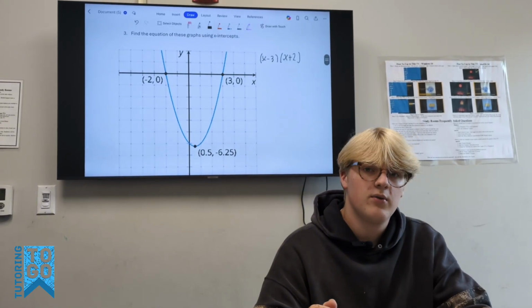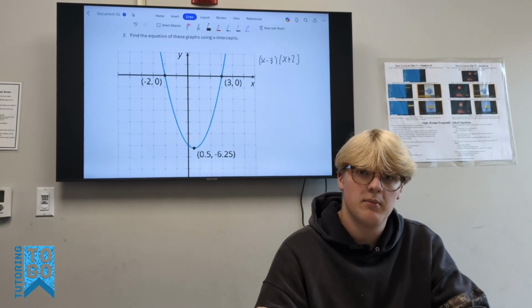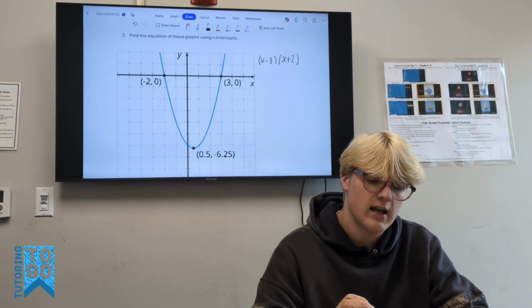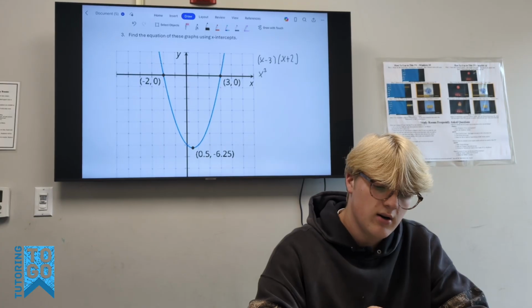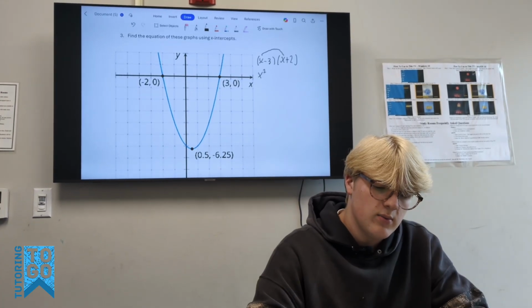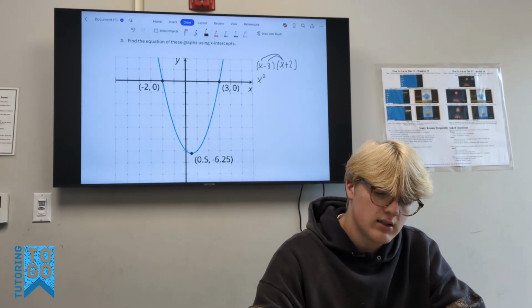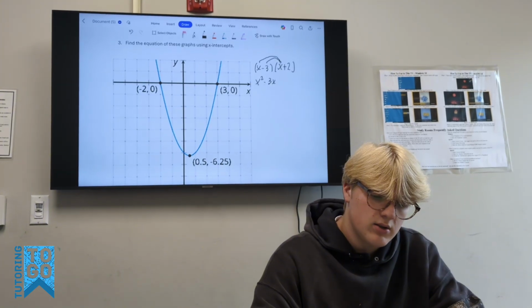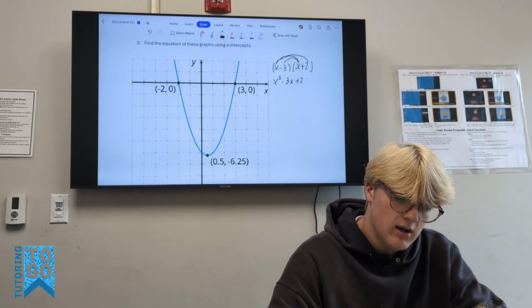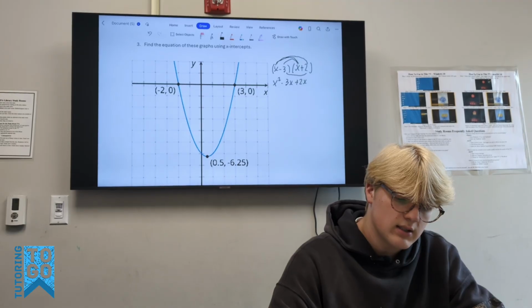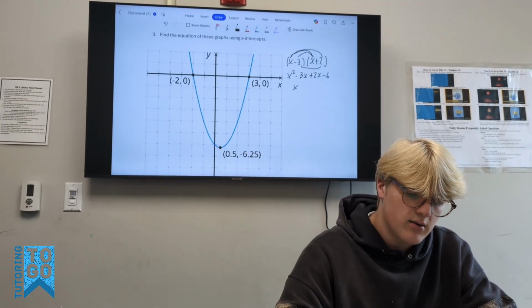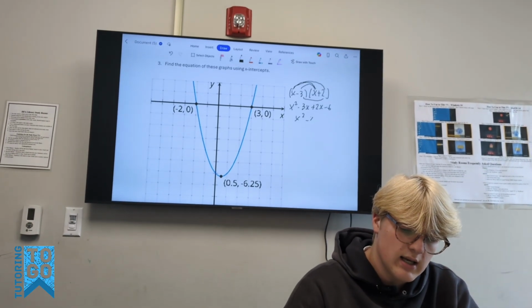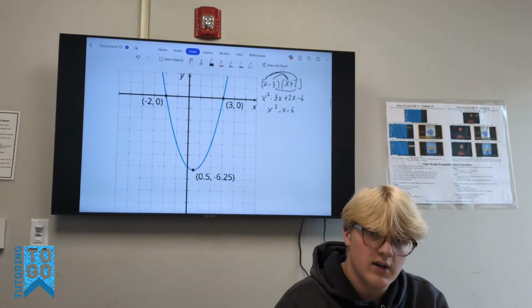But if it was asking for it to be in polynomial form, we would go ahead and factor that out, and we would get x squared from these two x's. We would get negative 3x from these two. We would get 2x from these, and then we would get negative 6. And we would simplify that down to be x squared minus x minus 6. So that's just a very simple example.